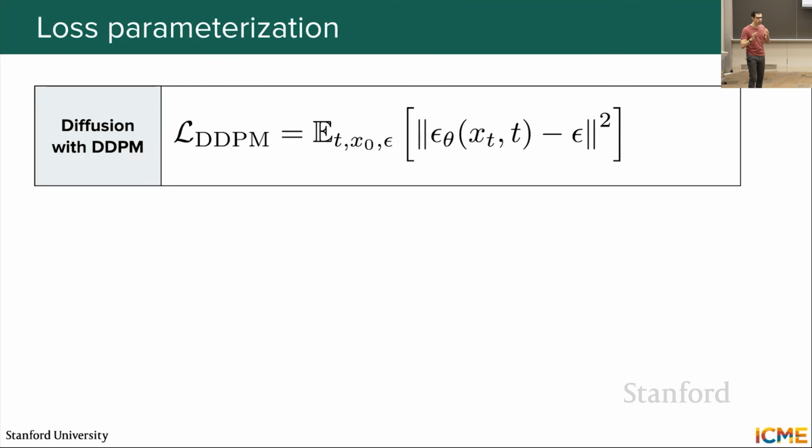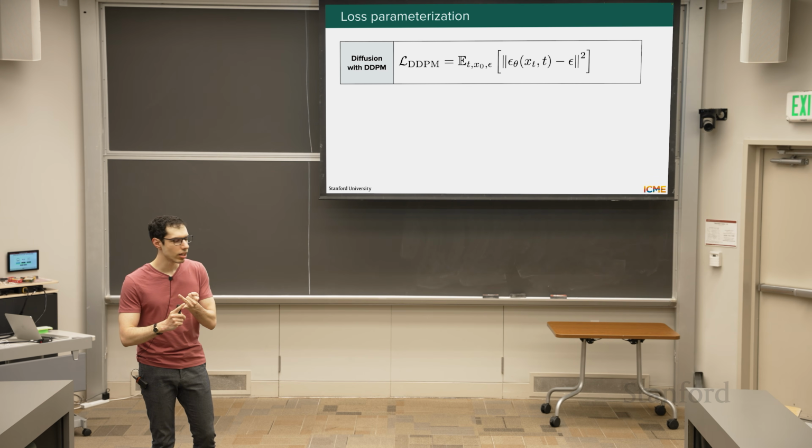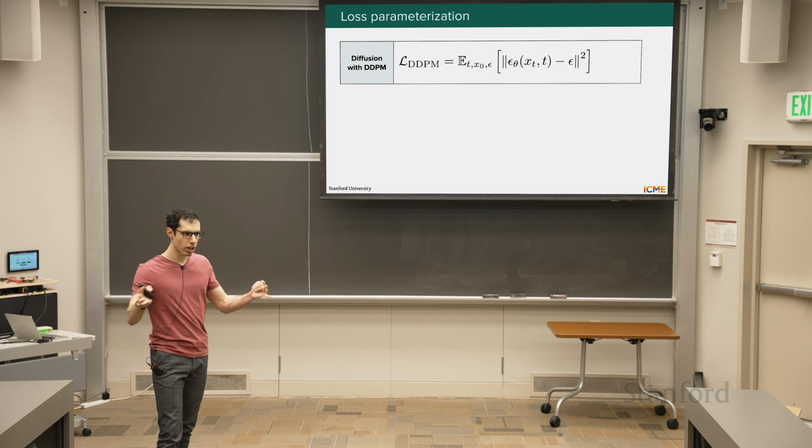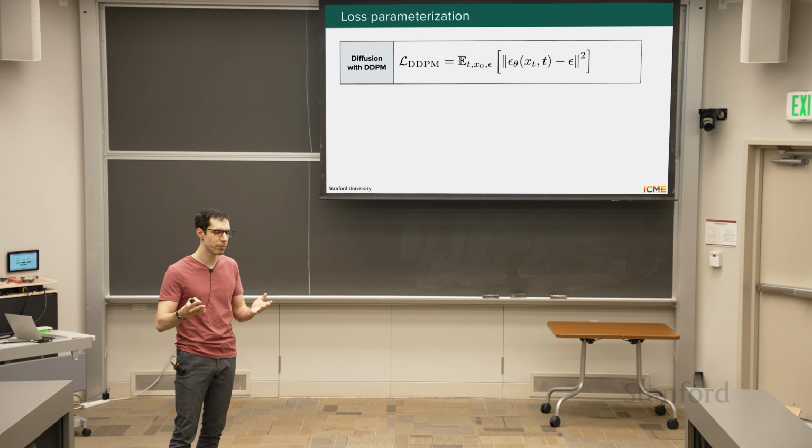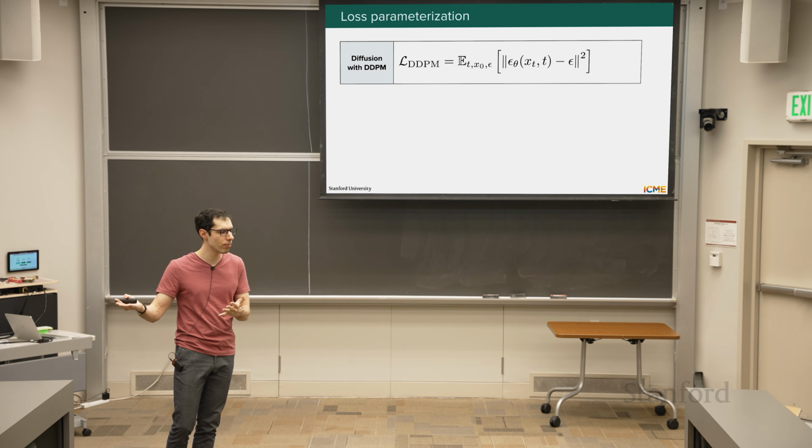And here, the loss is as follows. It's the expectation of the L2 distance between your predicted noise to remove and the actual noise that was added. And it's an expectation over the time steps, the clean images that are part of your training sets, and then the noise that is typically sampled from a Gaussian distribution.